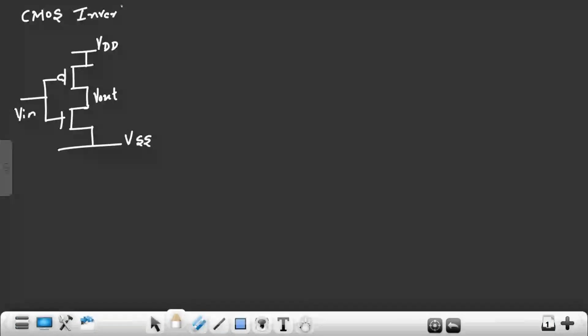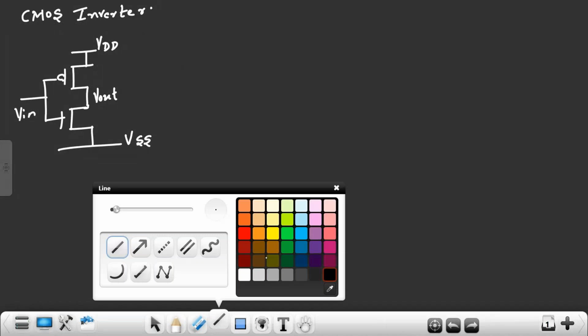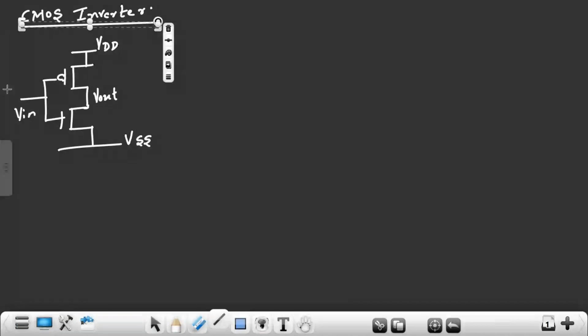Then what is layout? Whether this is layout? What I have written here, is it called layout, or is it called a diagram or a schematic? What is the technical term we use? Schematic. This is not a layout. Then what is layout?